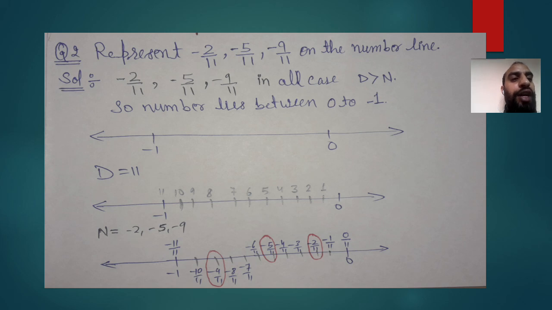In this way you can find any number on a number line by using the numerator and denominator concept. I hope, my dear students, you are able to understand this concept of the number line.